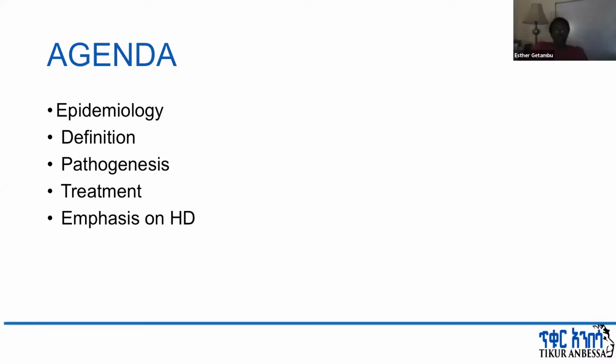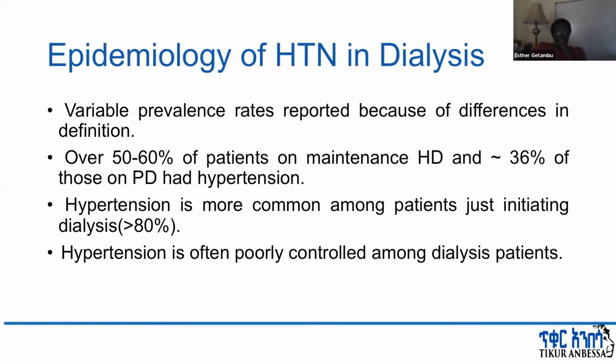My emphasis would be on hemodialysis patients, as this is the dialysis modality on which most of the literature is available. As was presented by the earlier speakers, hypertension is quite common among patients with advanced CKD, but because of the differences in definition, the prevalence rates reported in the literature are quite variable.